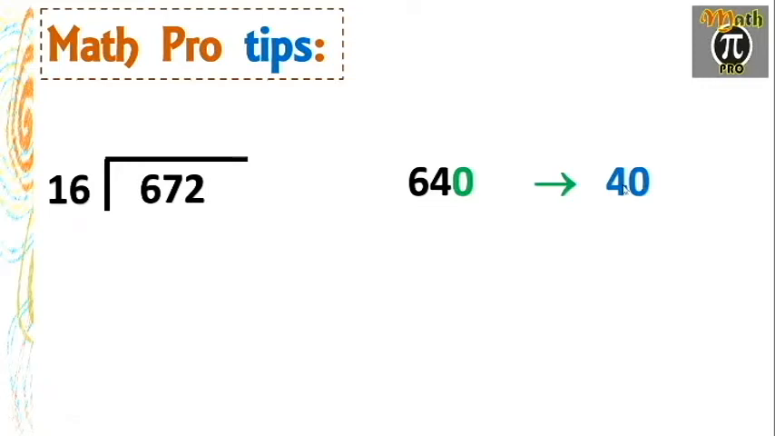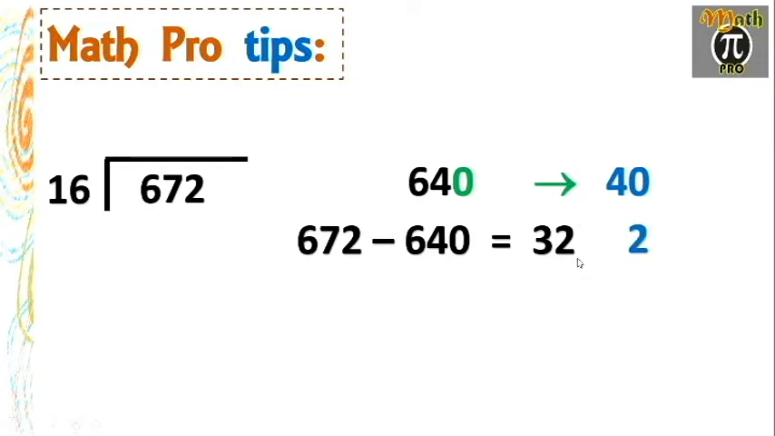Then the next step is subtracting 640 from 672. So we now have 32 left. And how many 16s are there in 32? So we know that in 32 there are only 2 sets of 16. So that means when we add up this 40 plus 2, the quotient of 672 and 16 is equal to 42.